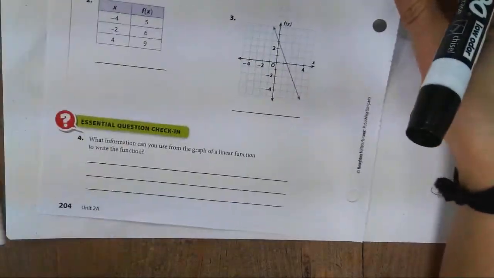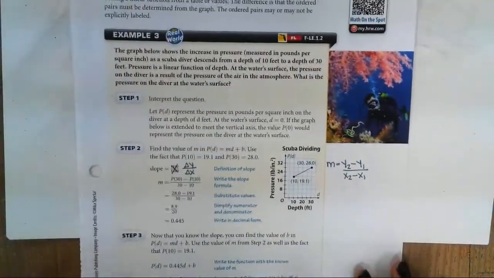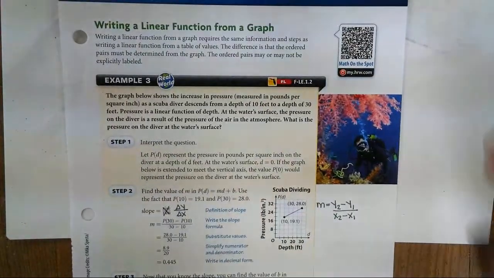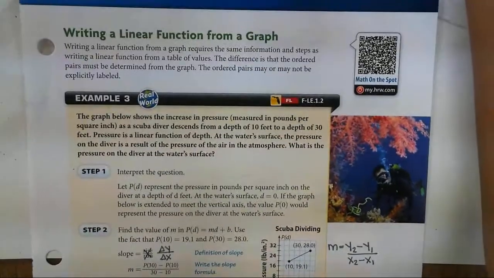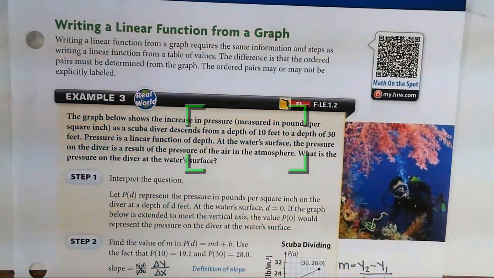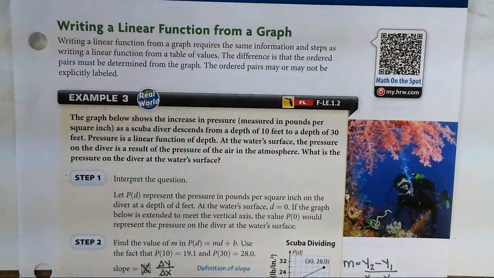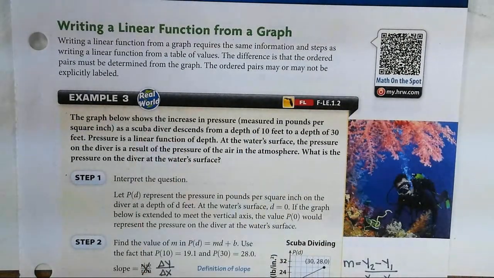Okay, so now let's go on to page 203, okay, which is the real world question. Now this one I'm not going to go too much in depth with it because it's still doing the exact same thing. You're just given a real world example, as you can see here. And so it says writing a linear function from a graph requires the same information and steps as writing a linear function from a table of values. The difference is that the ordered pairs must be determined from the graph. The ordered pairs may or may not be explicitly labeled.